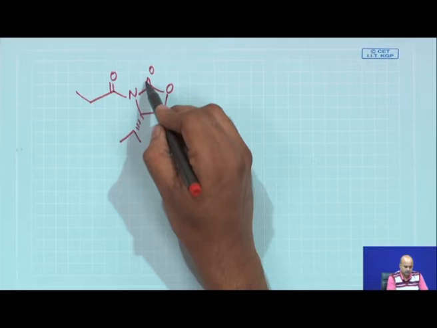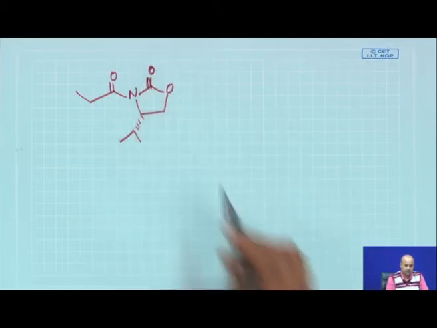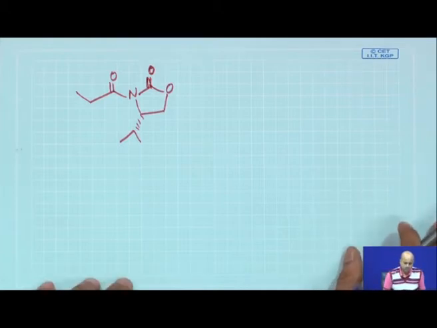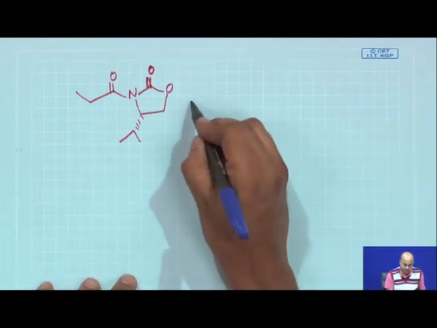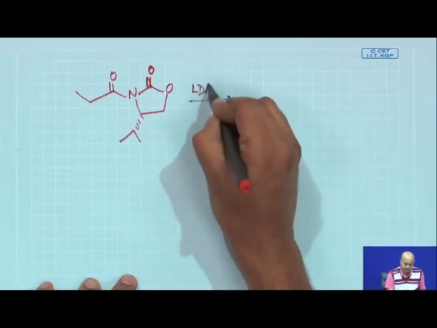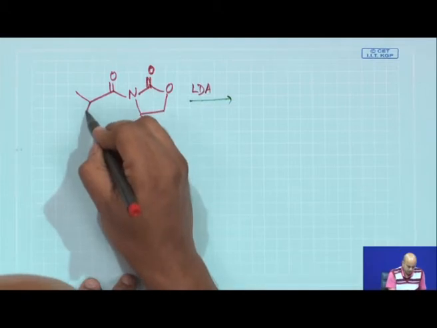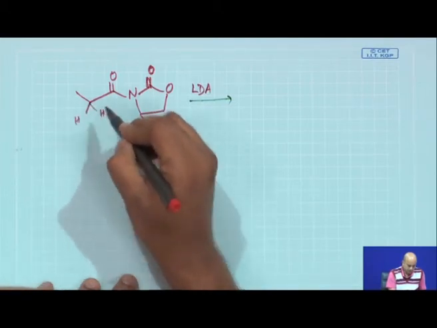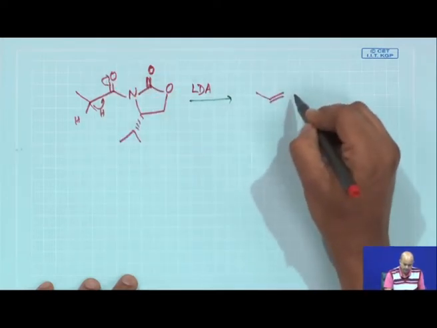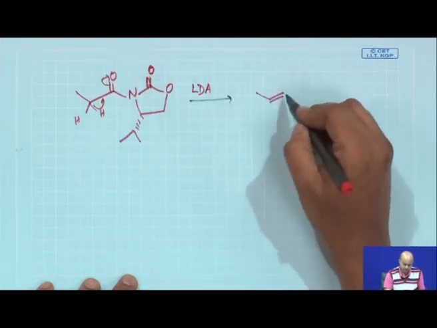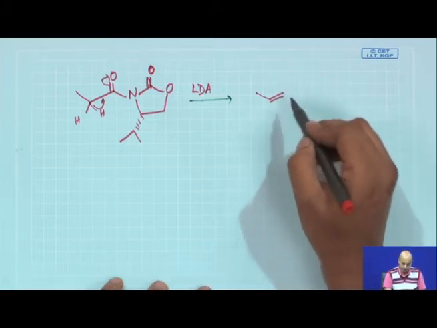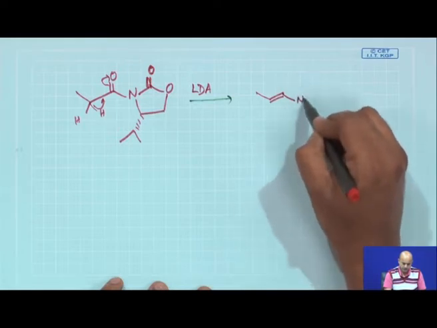Now, the oxazolidinone structure has been very judiciously chosen. It also fulfills certain other criteria. Now, what do I do? You treat with a base like LDA to abstract one of the hydrogens and generate the enolate. So, you will now be generating the enolate.